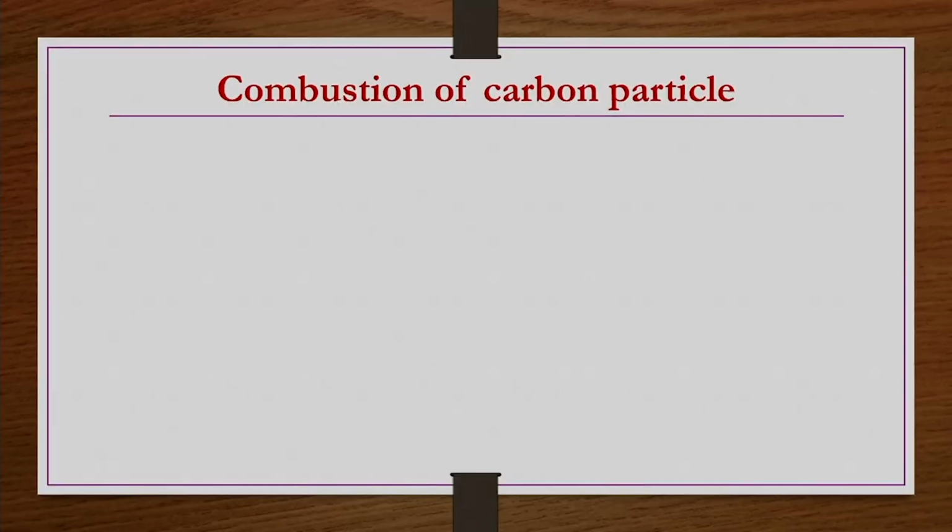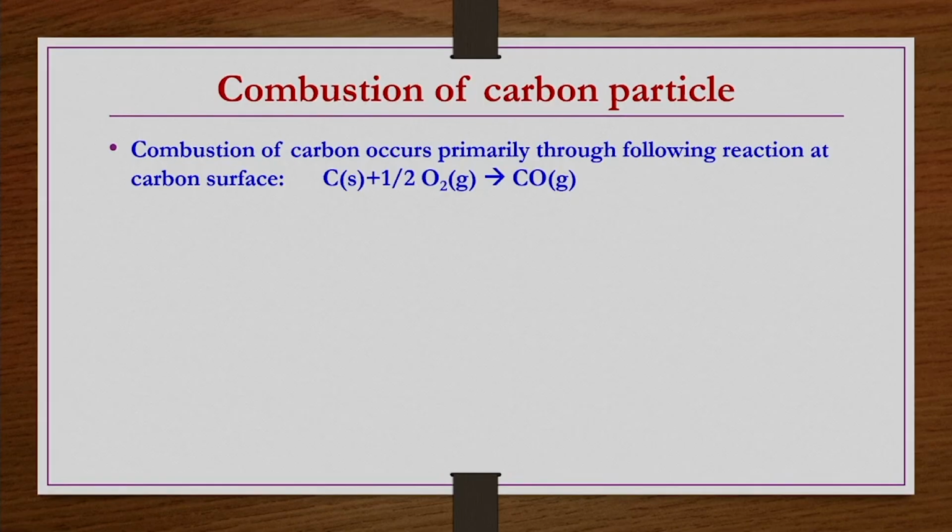For this purpose, we are taking a problem on combustion of a carbon particle. We have a single carbon particle and it is being combusted, producing carbon monoxide. So, 1 mole of carbon and half mole of oxygen react, producing 1 mole of carbon monoxide. Combustion of carbon occurs primarily through the following reaction at the carbon surface. There may be other reactions also taking place, but we are restricting ourselves to the one reaction given here.